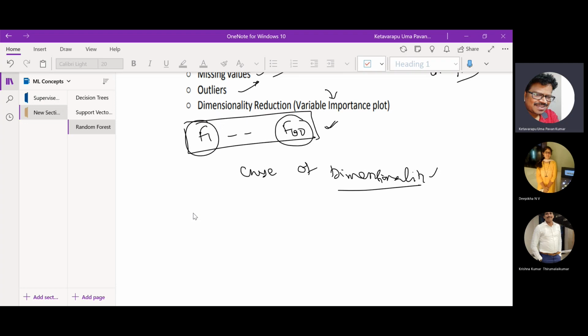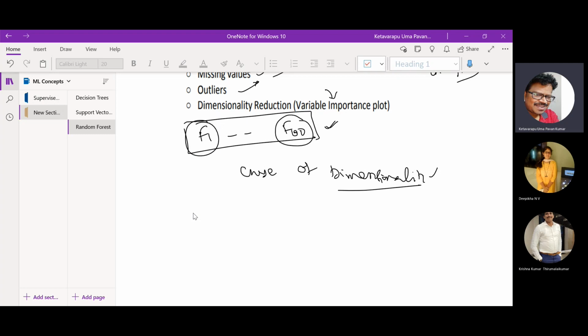I cannot process all the 100 or 200 variables or features, and I may end up with less accuracy and predictions. So definitely, reduction of dimensions is the most important point in generating better accuracy and predictions. So in that case, you can make use of random forest.